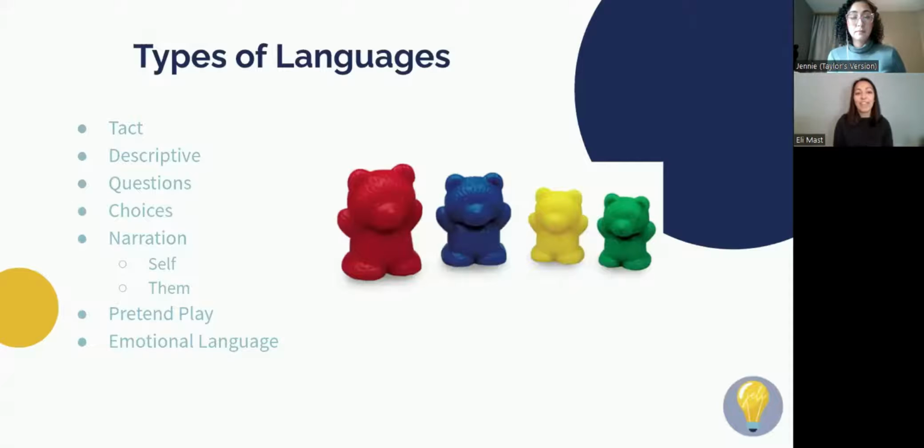You can also do stuff like questions, asking them non-teaching questions, but instead questions that are related to promote language, such as which bear is your favorite? Choices is also a great way to promote the language. It's a wonderful behavioral redirection strategy as well when used effectively.